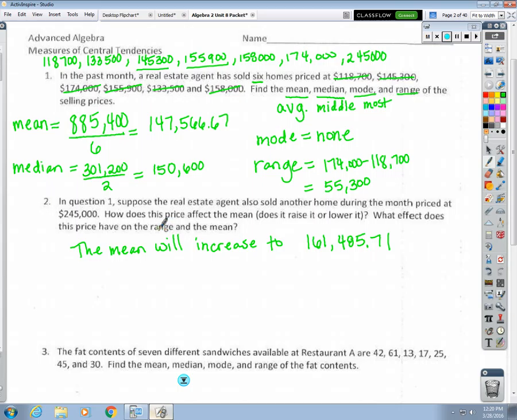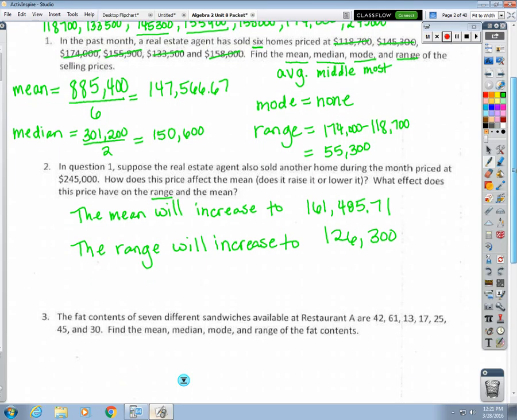So now, how does it affect the range? Will the range increase or decrease, Javante? It will also increase. What will the new range be? Right, because now we have a new high. So we do 245,000 minus 118,700, which gives us a new range that was larger, a lot larger.